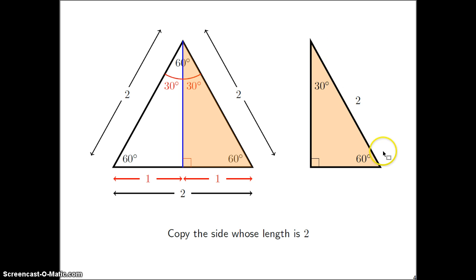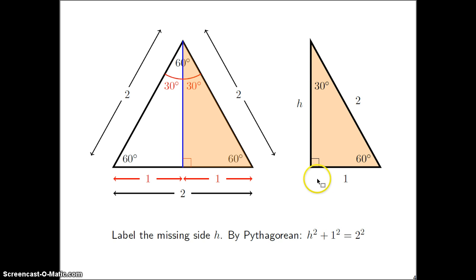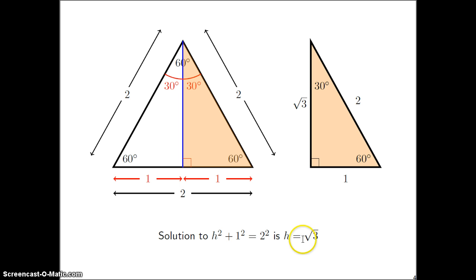Copy over this side, which is 2 from right there. Copy this side to be length 1. This last side is the mystery side, but we'll label it with an h so that we can solve for it using the Pythagorean theorem. h squared plus 1 squared is equal to, here's the hypotenuse side, 2 squared. Okay, and if you solve, you'll get that h is equal to square root 3.